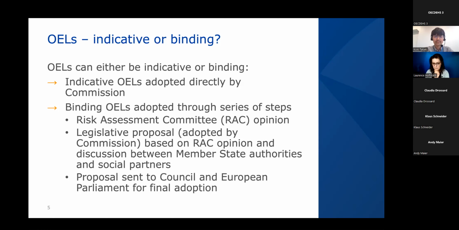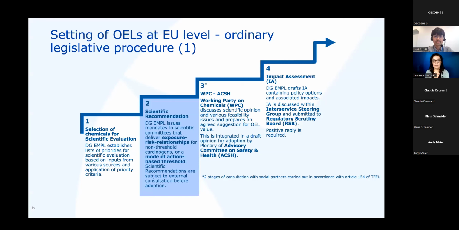So I will now describe a bit more the steps of what we call the ordinary legislative procedure, which applies to the binding OEL. There are 7 steps, and as we were discussing on Friday, they rely on both a scientific assessment and a socioeconomic impact assessment, relying also on feasibility and economic consideration, together with consultation with the authorities and social partners.